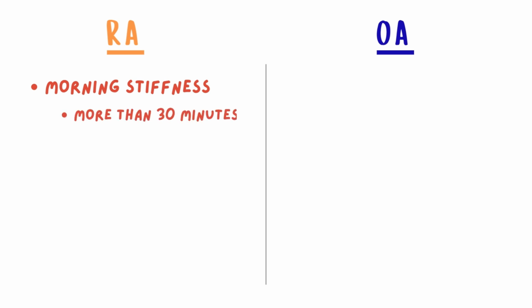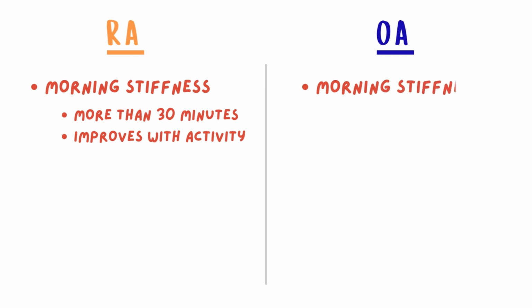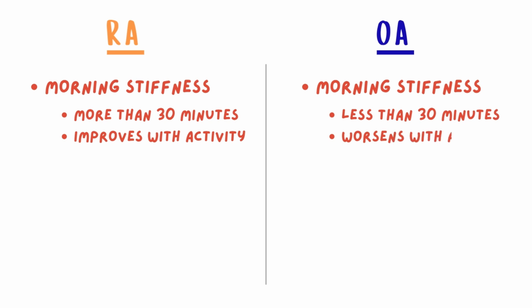Okay, so how does all that actually look when you're with a patient? Let's talk about the clinical signs you're going to see. This table right here is going to be your clinical cheat sheet. You're going to see morning stiffness. This is a classic tell with RA. It's bad. It lasts over 30 minutes, but it gets better once they start moving around. With OA, though, it's short, under 30 minutes, and it actually gets worse with activity.